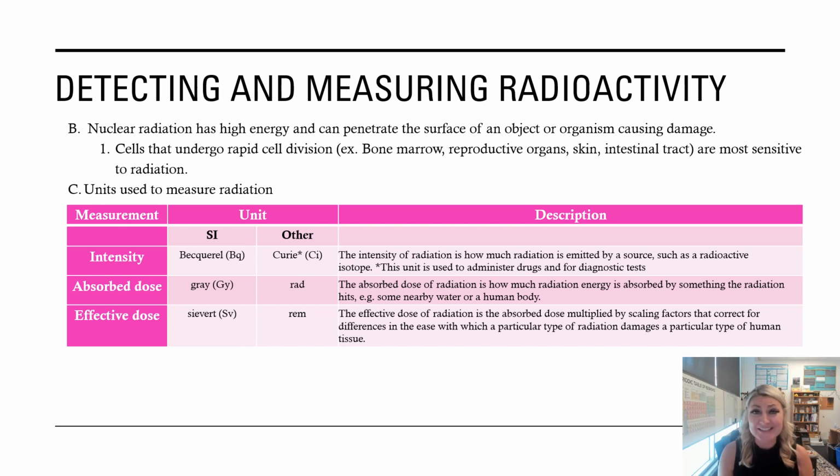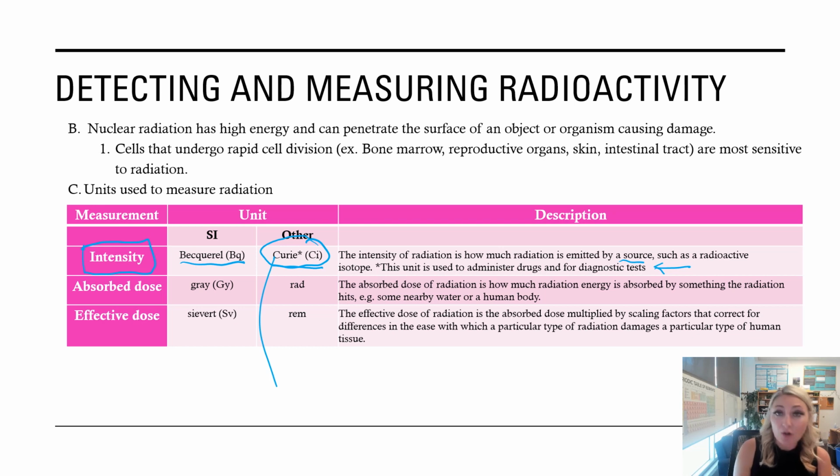So we use a ton of different units to measure radiation depending on what we're specifically looking at. For example, if we are looking at the intensity of our radiation, we're going to use the SI unit of becquerels, Bq, or curies, Ci. And this is really telling us what the intensity of the radiation emitted by a source is. We also use specifically curies to administer drugs and for diagnostic tests. And you're going to see this unit used the most.